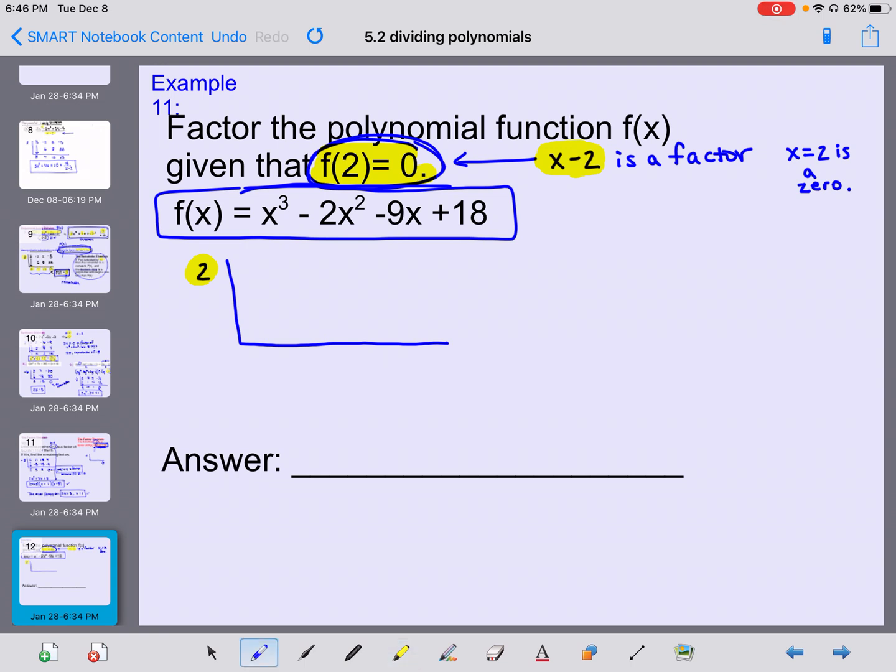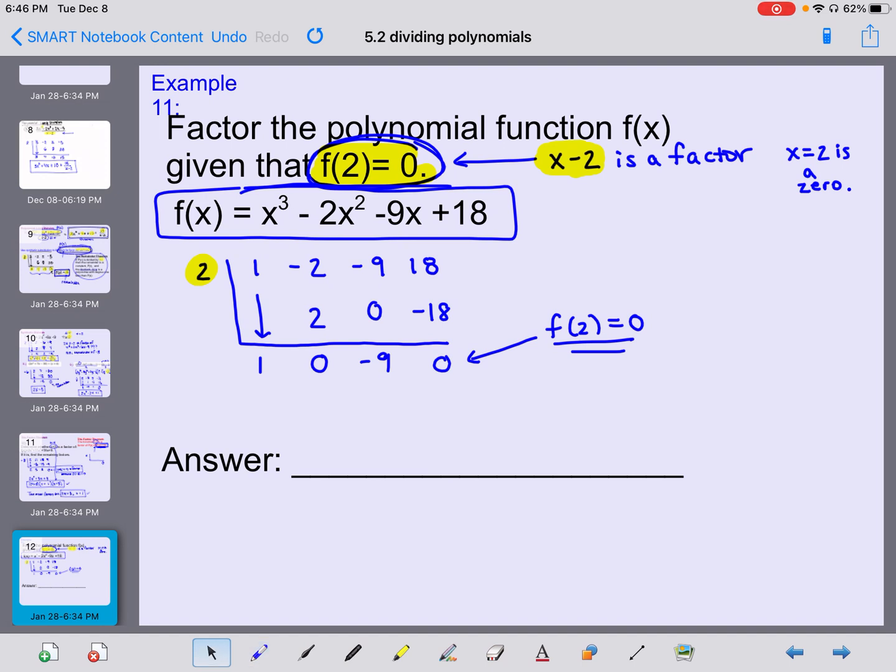So I'm going to put my coefficients here and go ahead and figure out the synthetic division. Pause and go ahead and do that. Now, this should not be a surprise that you got 0 here. The original problem told us that f of 2 equals 0. This was supposed to happen, okay? If you didn't get 0 here, you should be very concerned.